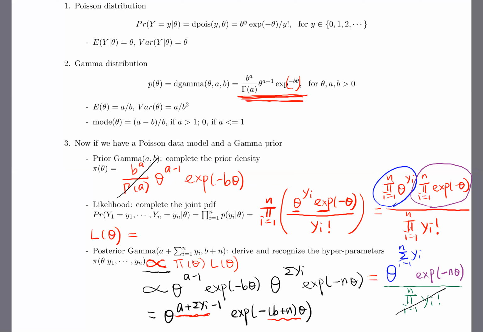Okay. So at the end of the day, you're going to have the posterior be a gamma distribution with a plus sum of yi as the first parameter, and b plus n as the second parameter. Okay. Then you're done. Okay.